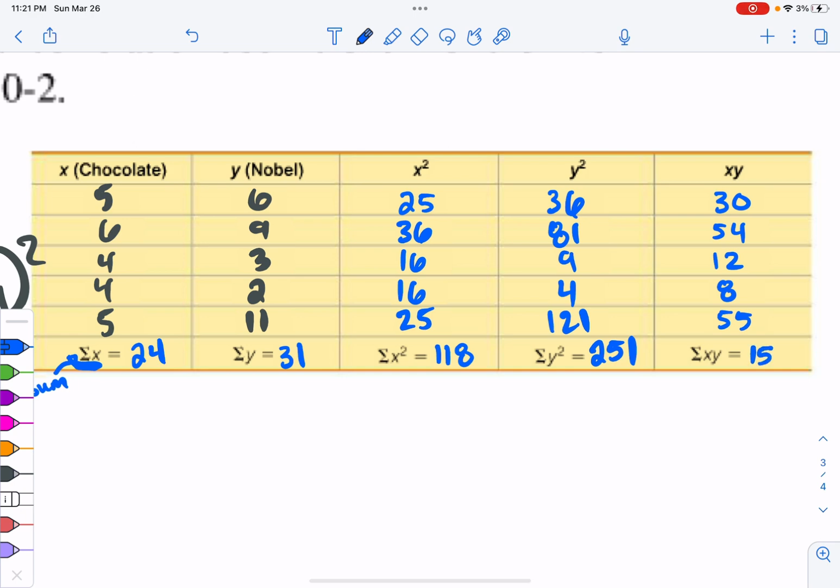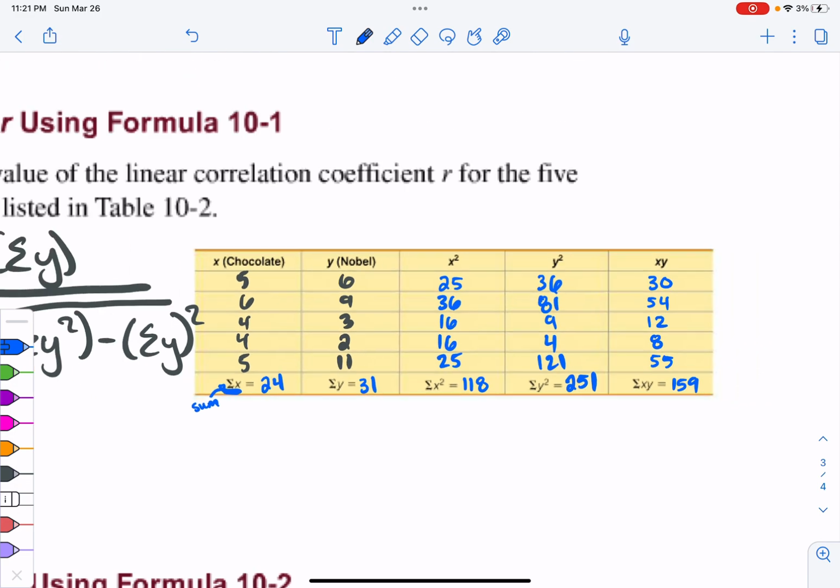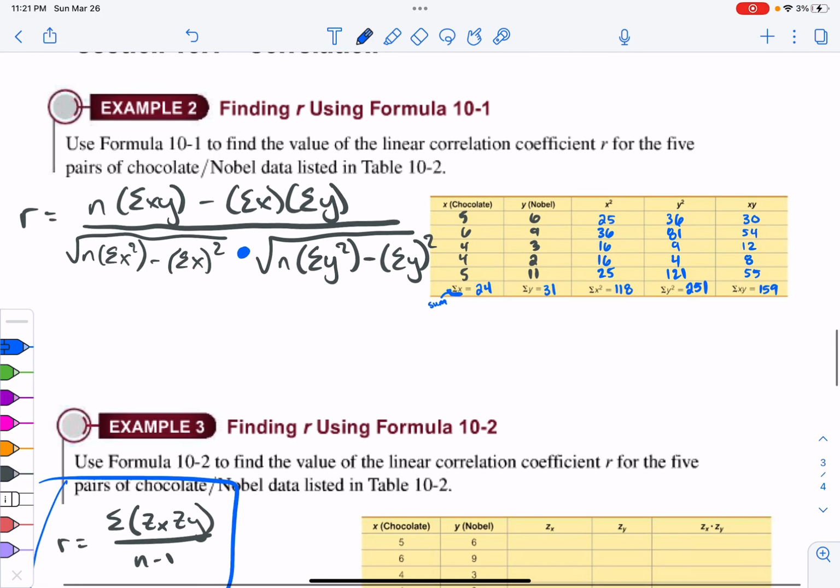I got 159 for that. Let me check that again. Yep, 159. All right, so now I have all my stuff, and now I'm going to use this first formula to plug stuff in. All right, so here's the deal. N. Let me plug that in for N.